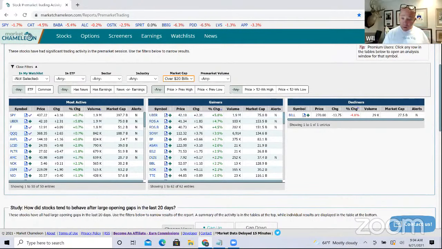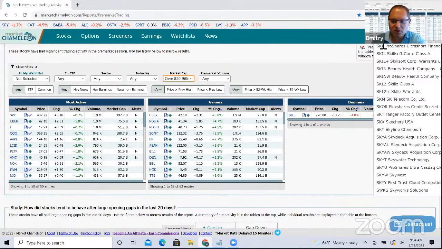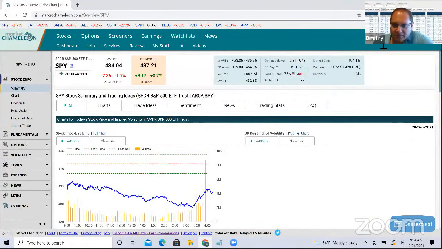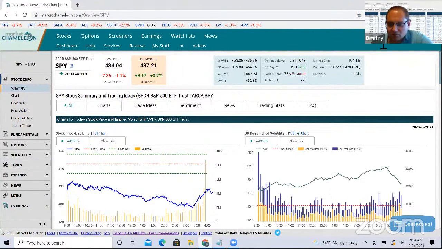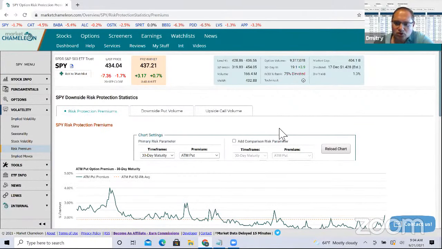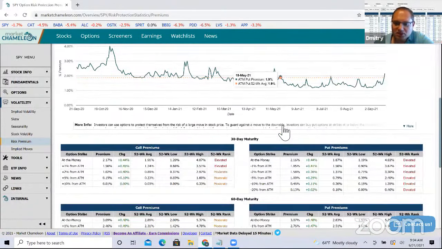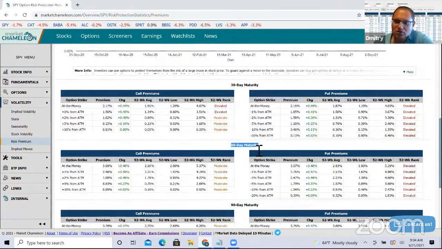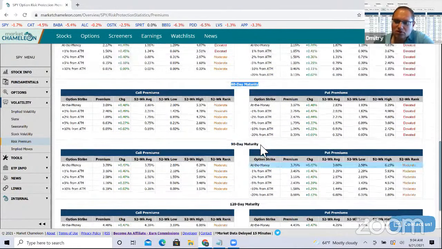So what we'll do is go to the SPY. Right now I'm on the SPY overview page, and we went to the risk premiums, and we started looking at these different benchmarks down here. These different benchmarks are measuring 30-day maturity, 1 month, 60-day maturity, 2 months out, 3 months out, 120-day maturity.